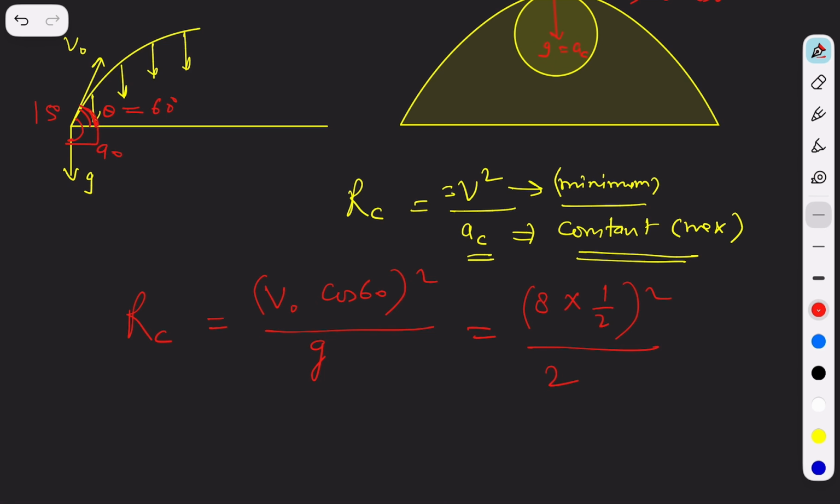If we solve this, we will get the answer. This will be 4. So square of 4 is 16, and divided by 2, that is 8 meter. So the minimum radius of curvature possible here is 8 meter. It is a very tricky problem actually, but conceptually it is a very rich problem in terms of radius of curvature as a concept.